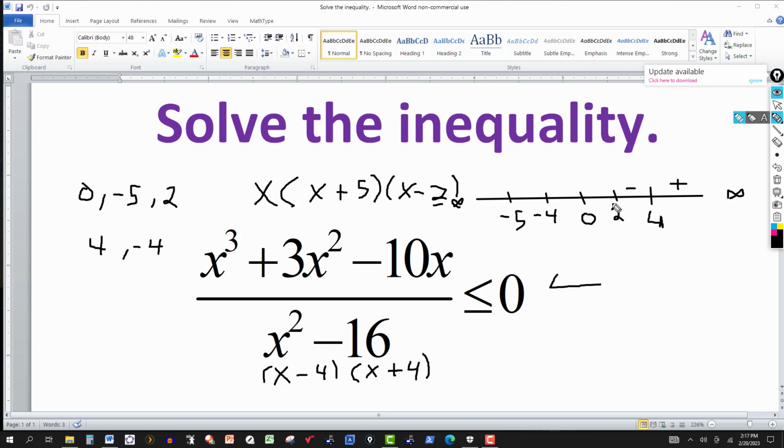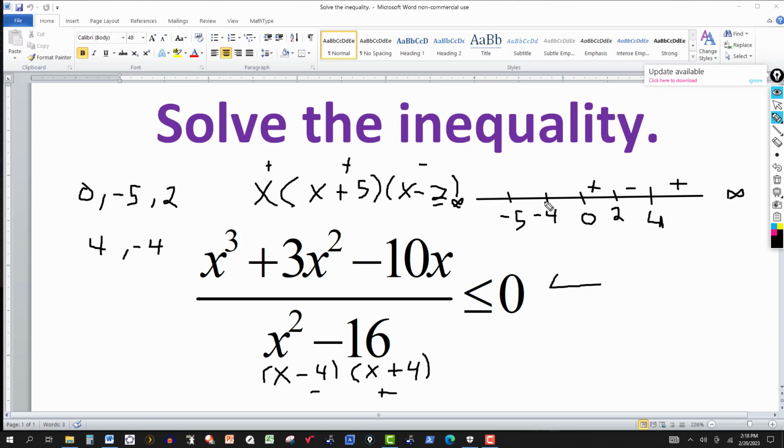So between 0 and 2, I'm going to pick a 1. So let's pick a 1. Put a 1 in the numerator. We have 1 there, that'll be positive. 1 and 5, that'll be positive. 1 minus 2, this will be negative. And then down here we have 1 minus 4, that's negative. 1 and 4, that's positive. So positive, positive, negative. So in the numerator I have a negative, and the denominator I have negative times a positive. I have a negative. A negative divided by a negative is a positive. So here it's going to be positive.